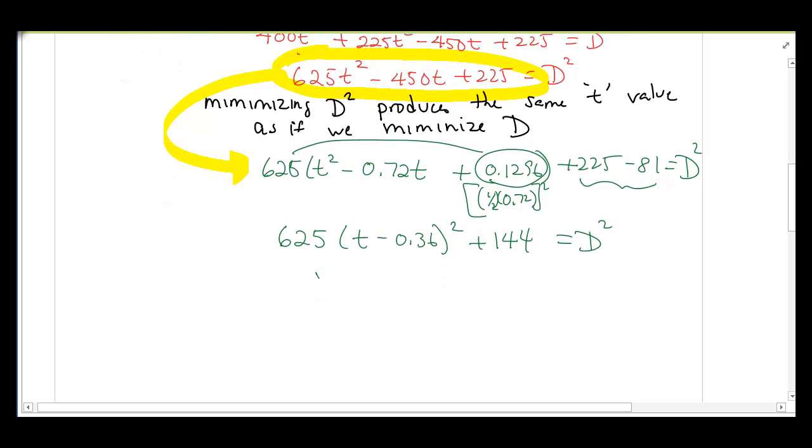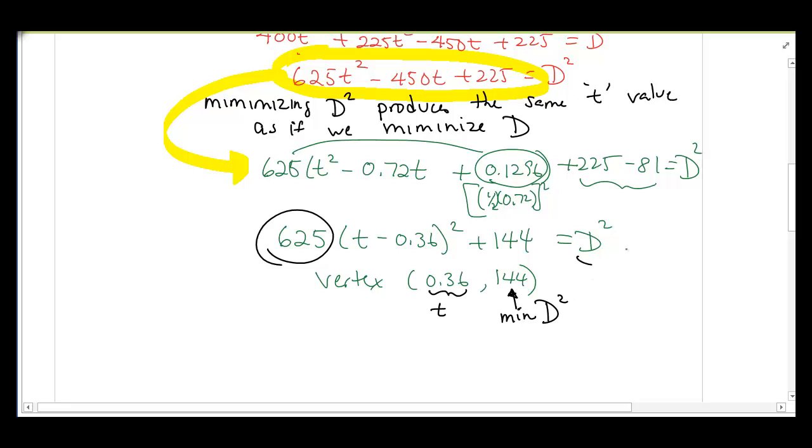Why is this important? Well, now we can find the vertex, and the vertex is 0.36, comma 144. And remember what I always say, you have to interpret the vertex. So what do these values represent? The 0.36 represents the t value, which is the time after 2 p.m. The 144 will be what you've actually maximized or minimized. In this case, it's a minimum because, yes, the a value here is positive. So it's the minimum of d squared, because that's my variable that I used. Not d, but d squared.